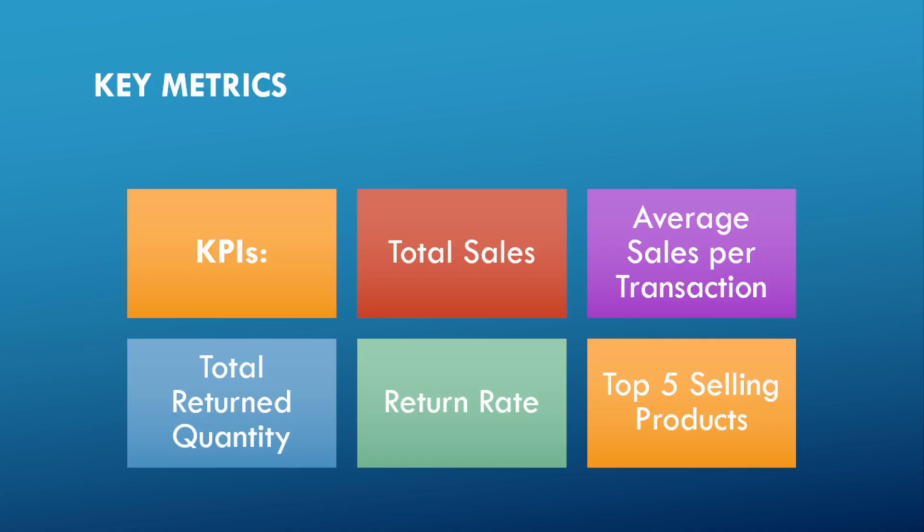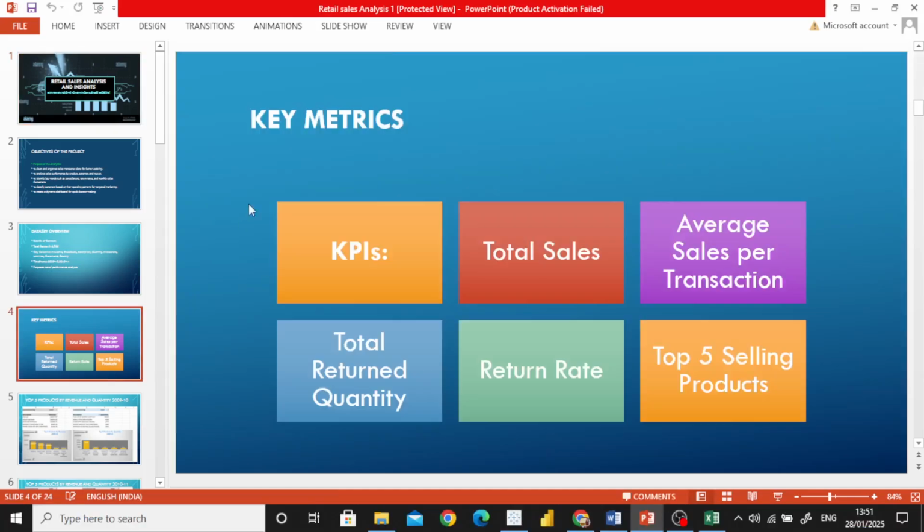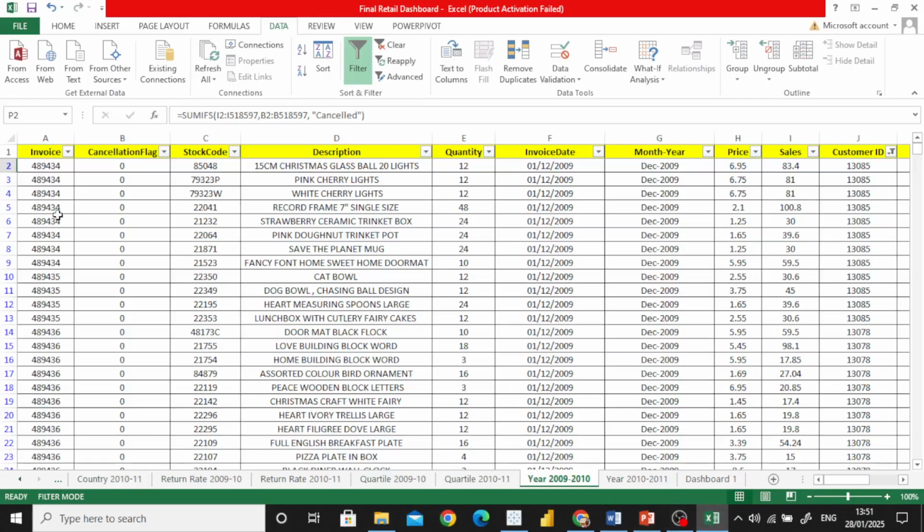After that, we are going to calculate total sales, then return rate, then total return quantity, then average sales per transaction, and top 5 selling products according to quantity or revenue. This is our dataset. You can see invoice, then stock code, description, quantity, invoice date, price, and customer ID are available.